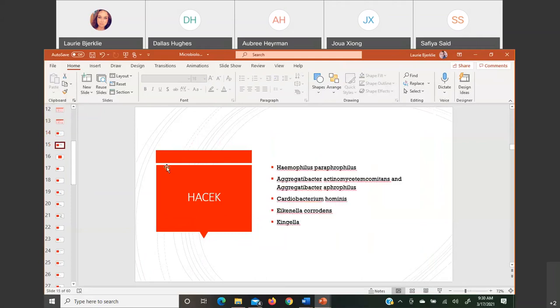So again, here are the current names, the last I knew of, for the HACEK group. Haemophilus, oh, now they call it Paraphrophilus. I still say Aphrophilus. I can't even say the word now. Now it's Aggregatibacter actinomycetemcomitans. What a name. My gosh. Cardiobacterium, Eikenella corrodens, and Kingella are all part of this group.